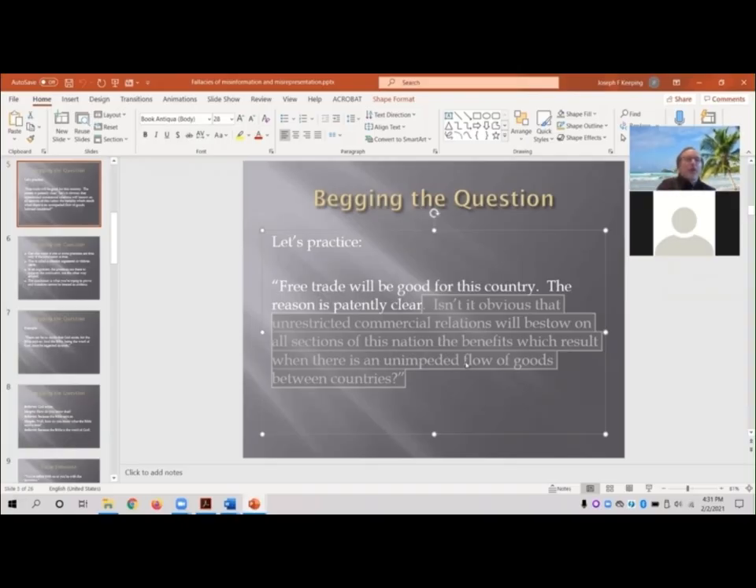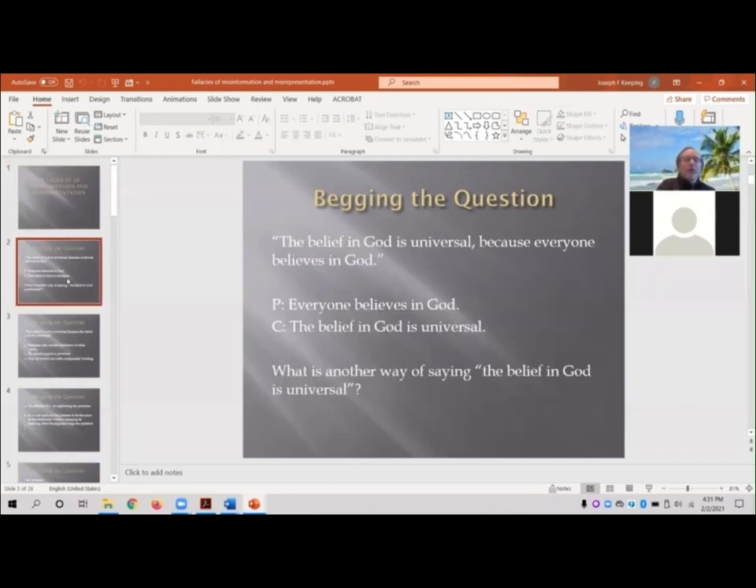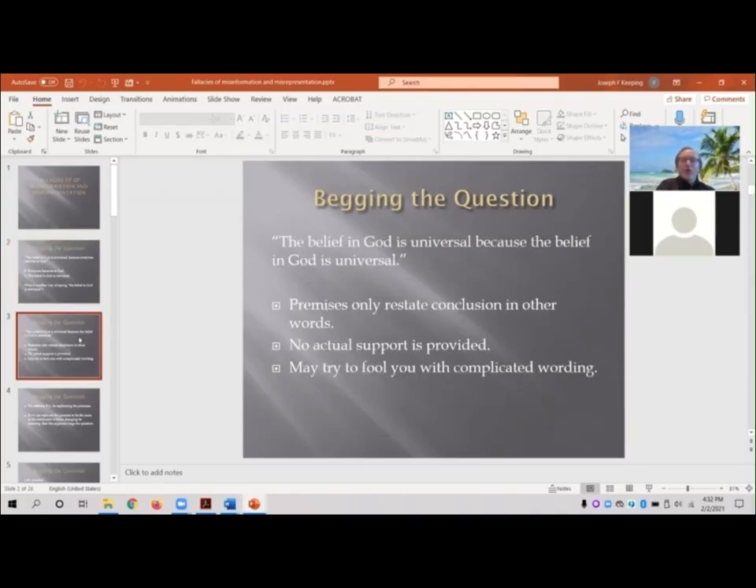There's a simpler example, if you find that one easier. The belief in God is universal because everyone believes in God. This is a pretty obvious case of begging the question, because everyone believes in God is the same thing as saying the belief in God is universal. And so it becomes the belief in God is universal because the belief in God is universal.